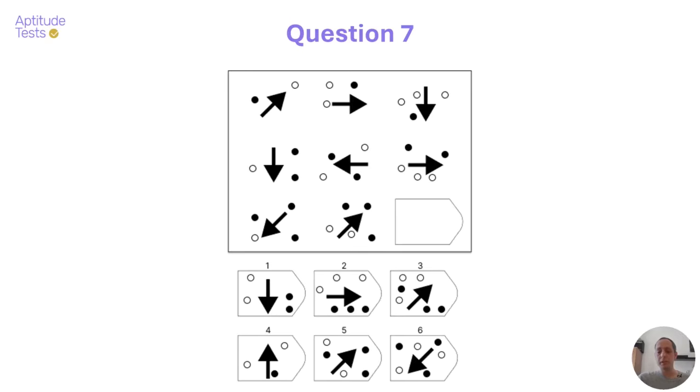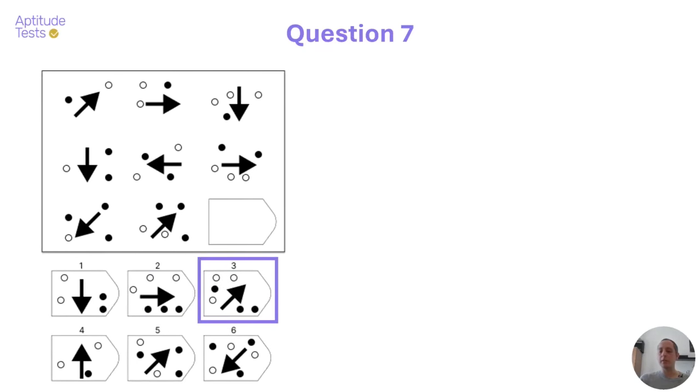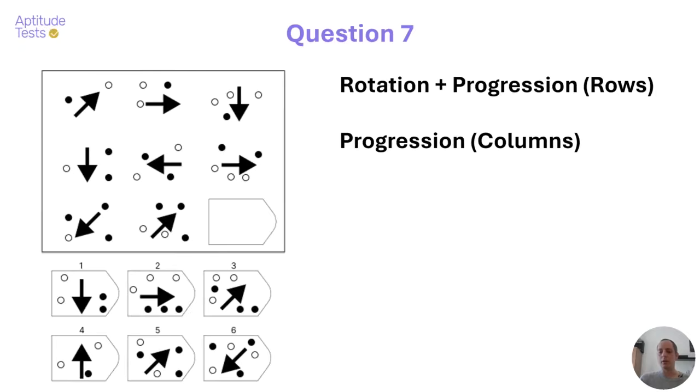Okay, question number 7. We're moving forward to more and more advanced questions. Again, take a moment, pause the video, try to solve it, and we're going to move ahead. Right, so the correct answer in this question is number 3. And again, we have a rather complex combination of patterns here with rotation and progression in the rows and a different progression pattern in the columns.